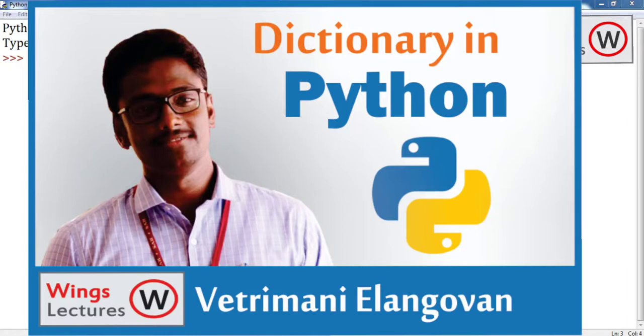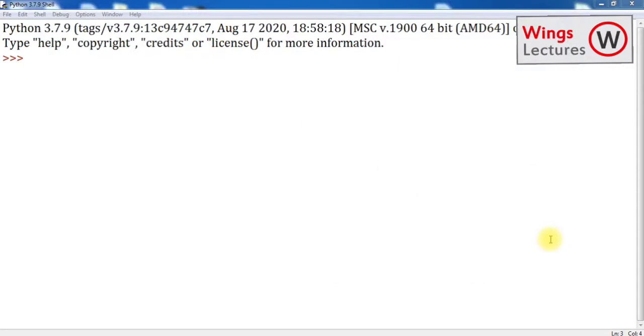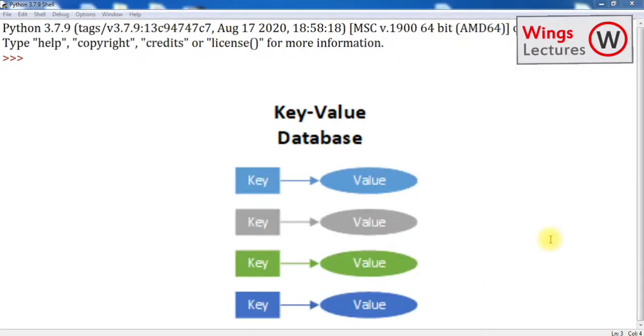This is Vetri. In this video, we are going to see about the dictionary data type in Python. Already we have seen some data types like tuple, list, and set, right? In the same way, a dictionary also has some special features. I'll name them one by one.